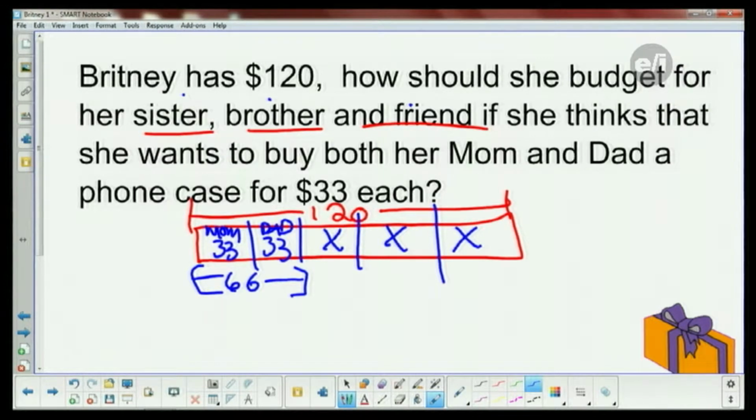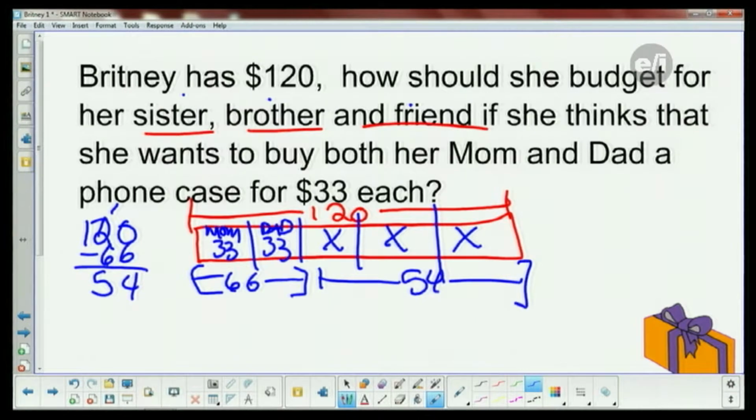So what I'm going to do is I say, hey, if I had 120 and she spent 66 so far, how much does she have left over to spend on her brothers and sisters? And so when I subtract, 10 minus 6 is 4, 11 minus 6 is 5, 54. She has $54 to spend amongst the 3 of them, okay?